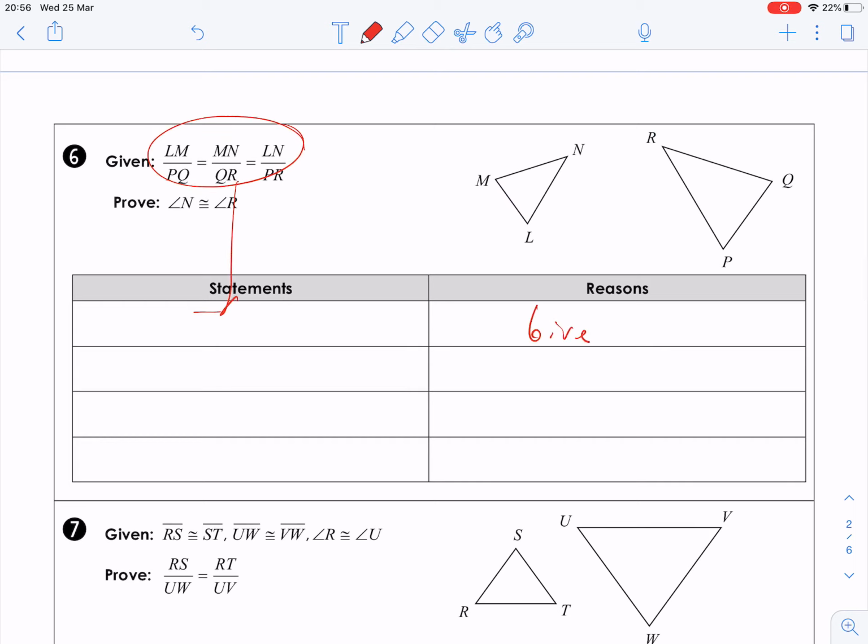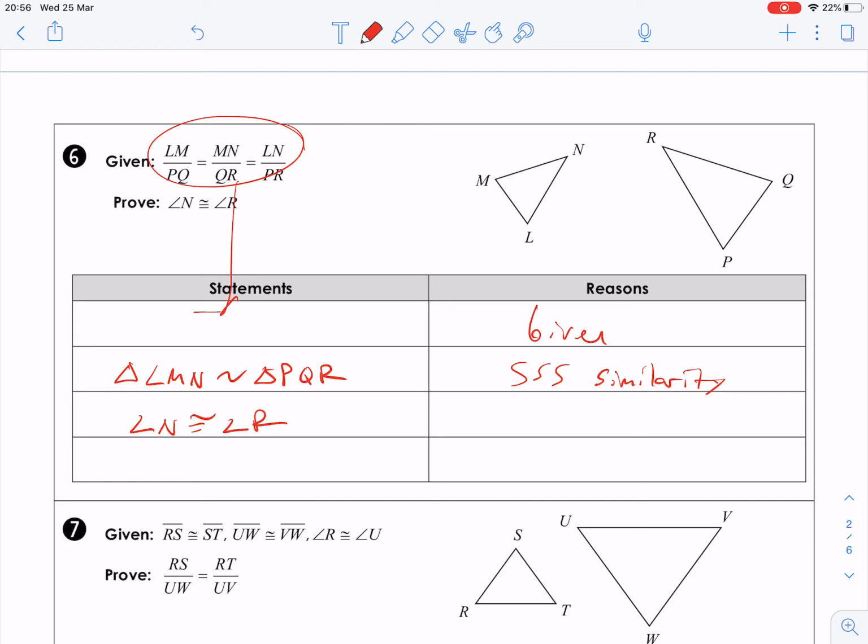Given. Therefore, triangle LMN is similar to triangle PQR because of SSS similarity. Therefore, angle N is congruent to angle R.